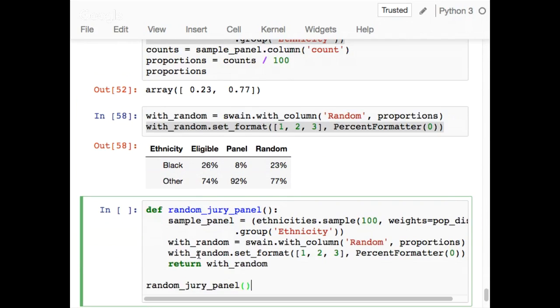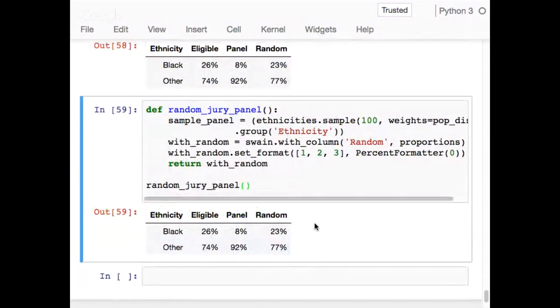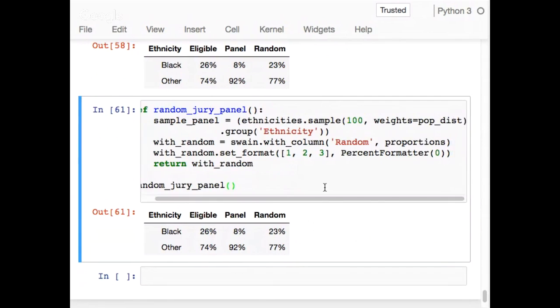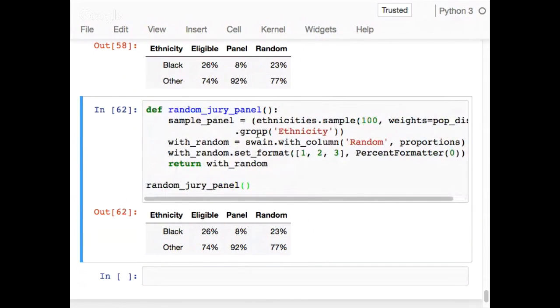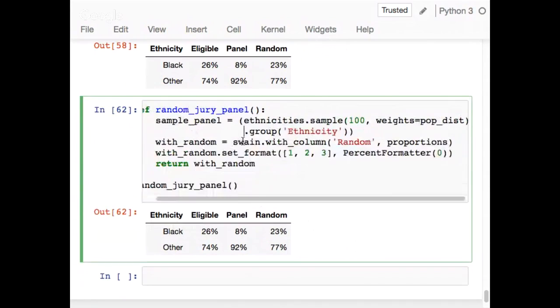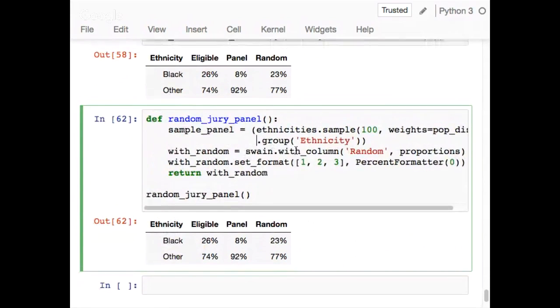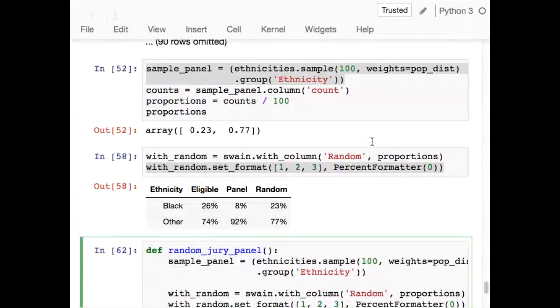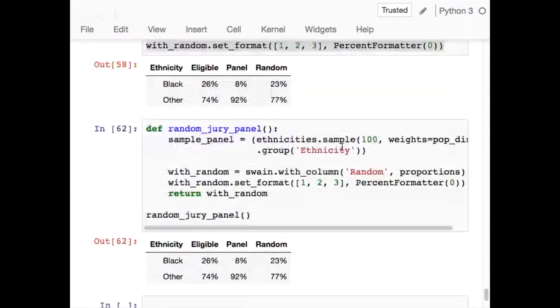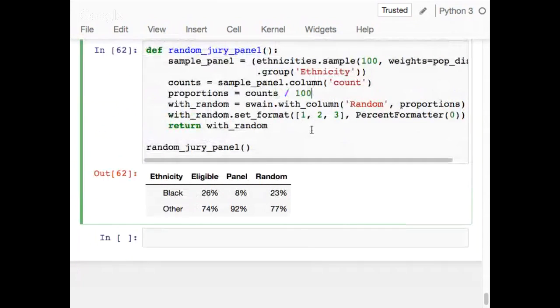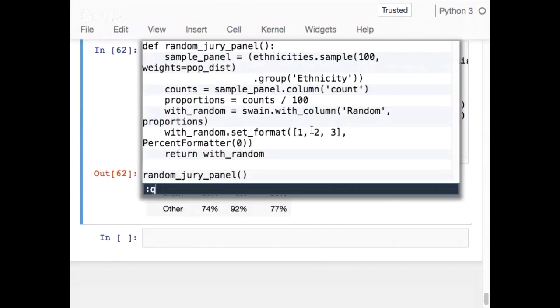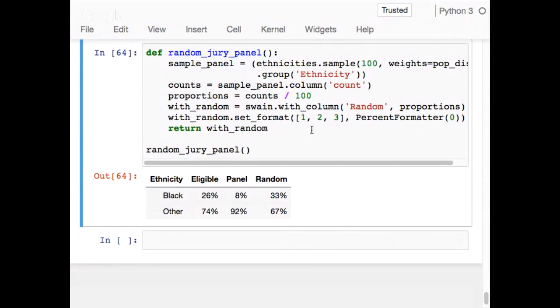If I run this random jury panel, I get back another panel. I run it again. And it's not changing, unfortunately. That's because I forgot to do this. Okay, let's do that. Okay. So now I'm getting random panels.